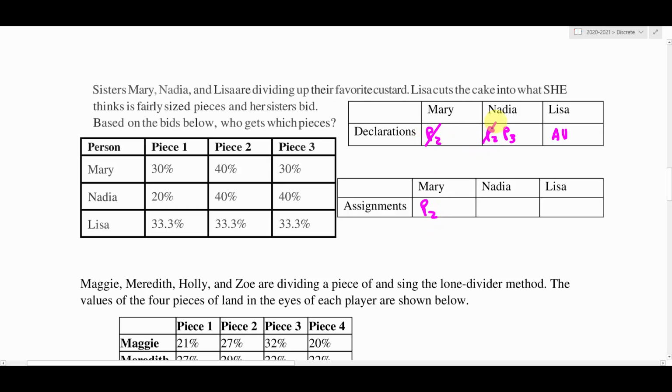And then I go up here and I eliminate those pieces from the declarations, which means Nadia becomes the next most picky person because she's only going to be okay with piece 3 now. So that's okay. I'll give her piece 3. And since Lisa was okay with all of them, I can easily give her piece 1. And all 3 of them would walk away happy. So there was no need for a round 2 in this scenario.